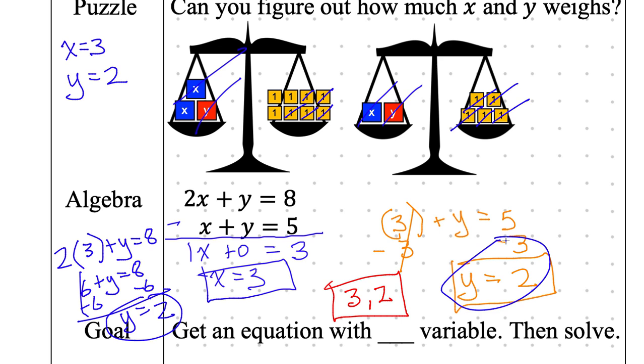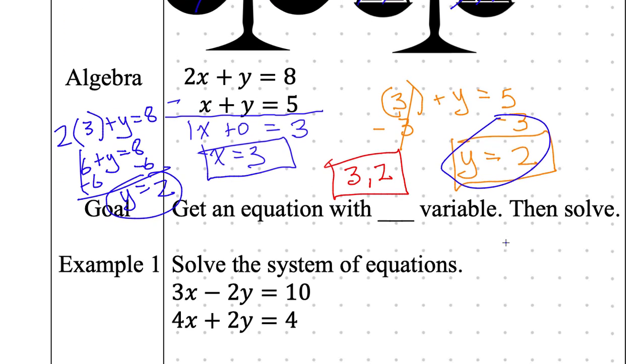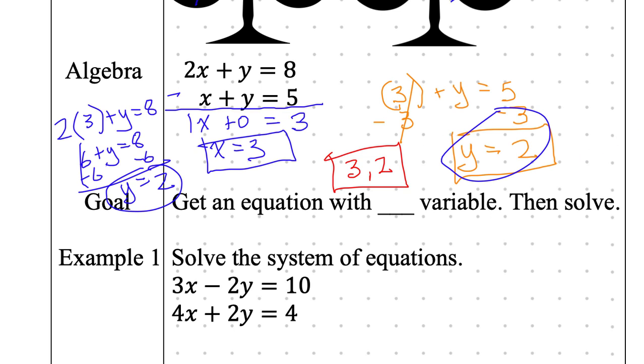I was gonna do the next one. Oh, ready for the next one already? Charles, what is our goal in general when we're doing a system of linear equations? To get an equation with one variable, then solve. There it is.